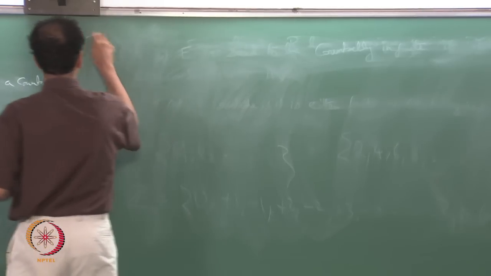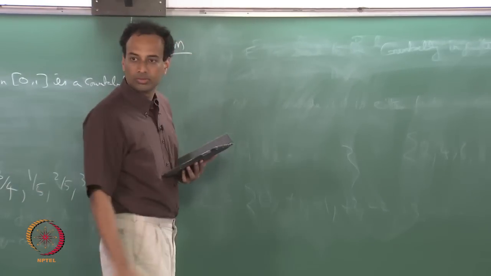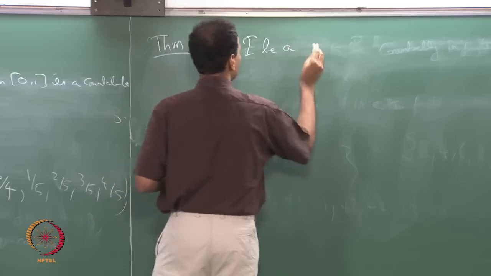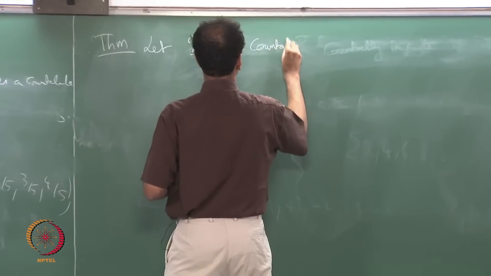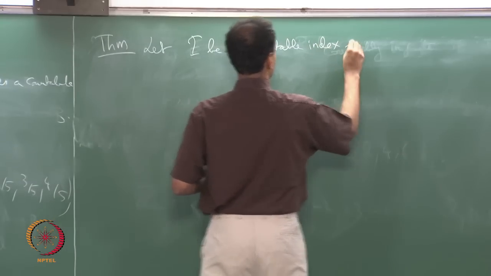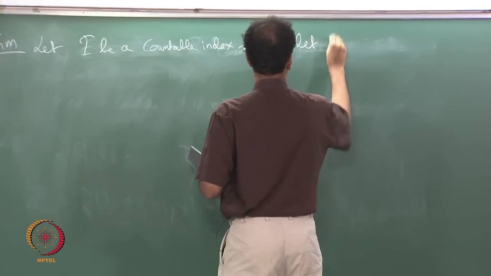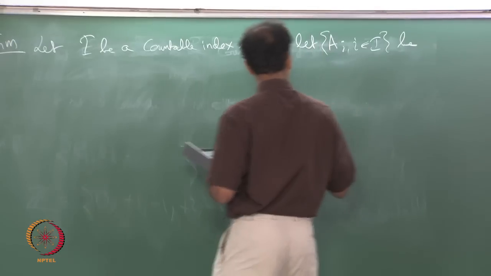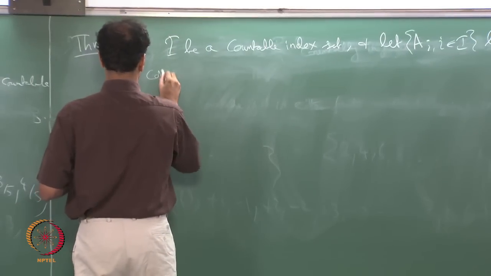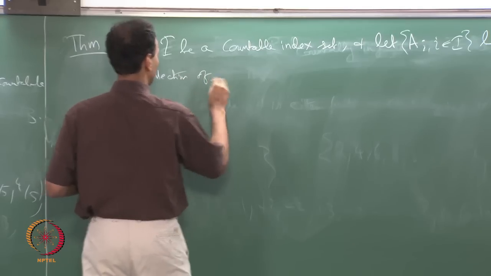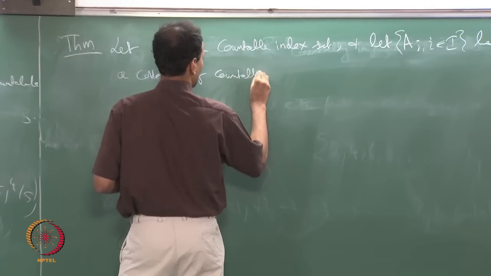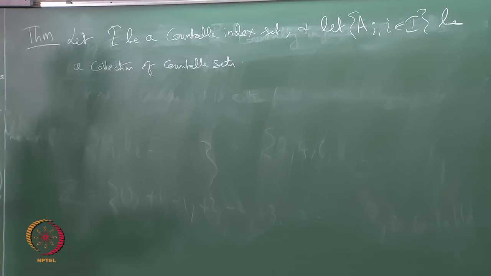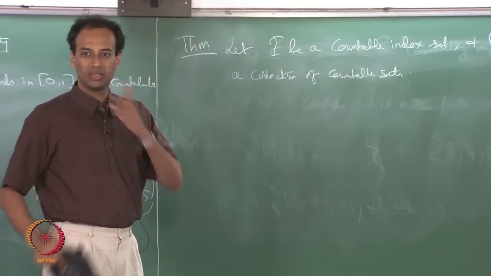Before we get there, I want to state a very important theorem without proof. Let I be a countable index set and let A_i, for i belonging to I, be a collection of countable sets. This theorem I will not prove; it is a very important theorem. You can find the proof in Rudin or any analysis book.